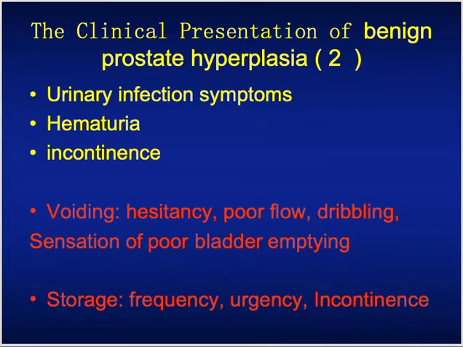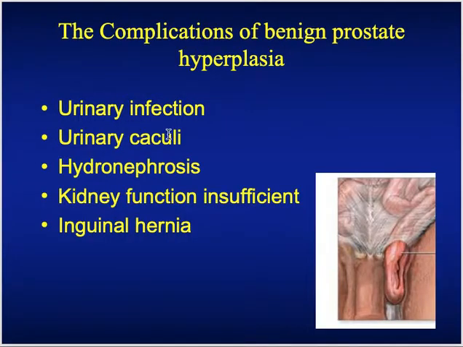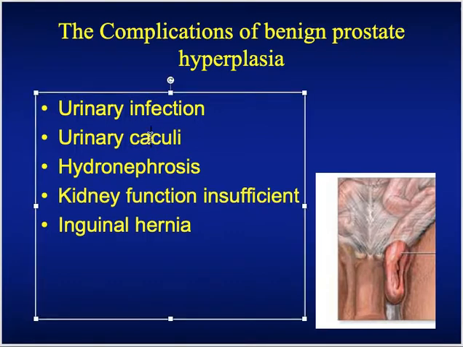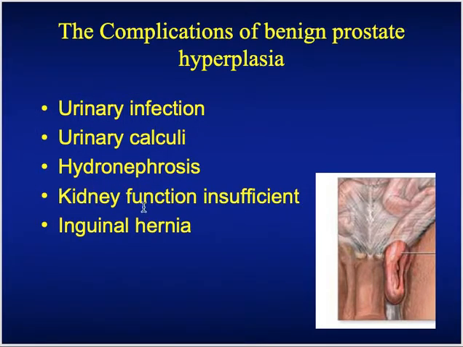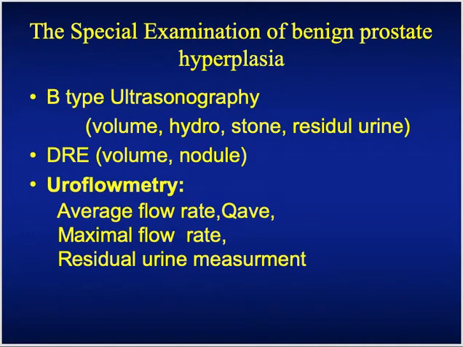I will tell you, what are the complications of BPH? Anyone who has BPH may have urinary infection, urinary calculi, stones, hydronephrosis. Their kidney function can become impaired, and they may have inguinal hernia. These are the complications. So now, what can we do to diagnose these patients? Of course, everyone must know these things. What are the investigations to do?